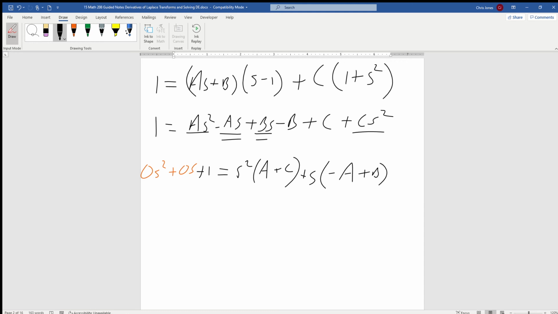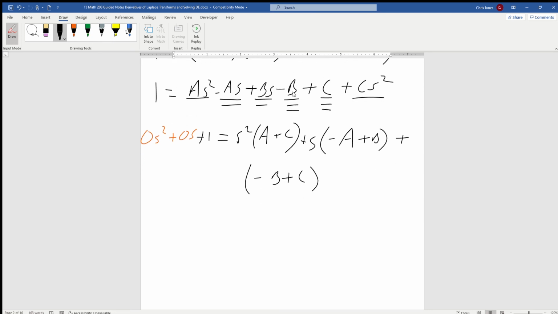And then finally, for the last parenthesis, we have a negative b and a positive c. So that means that minus b plus c is going to be equal to our 1. And so now we can get our system. It's not going to be the easiest system we've had. So we're going to have a plus c is equal to 0. We're going to have negative a plus b is equal to 0.